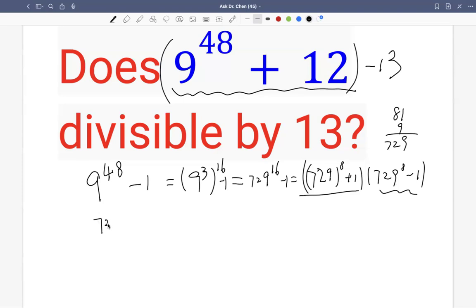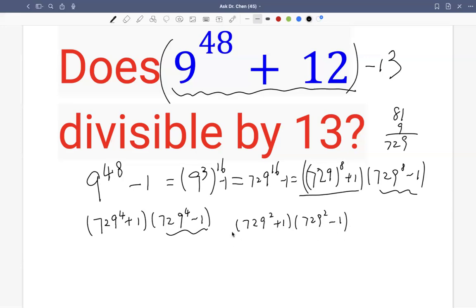So 729 raised to the 8 can be broken into 729 raised to the 4 plus 1 times 729 raised to the 4 minus 1. Again, we want to break this down into a difference of two squares. So we write 729 squared minus 1. At each step, we just forget about the plus 1, because it's too big a number to calculate. We just pay attention to the difference of two squares.